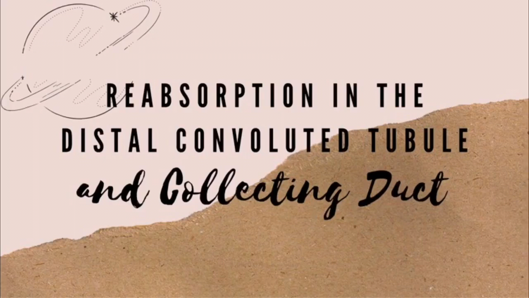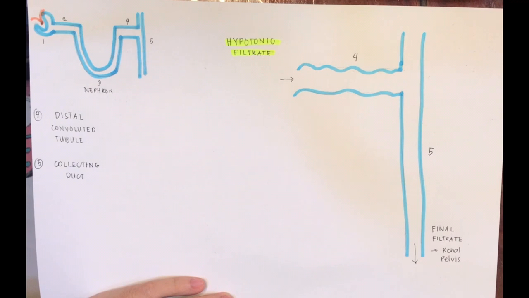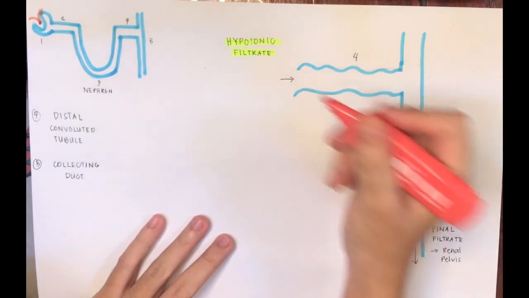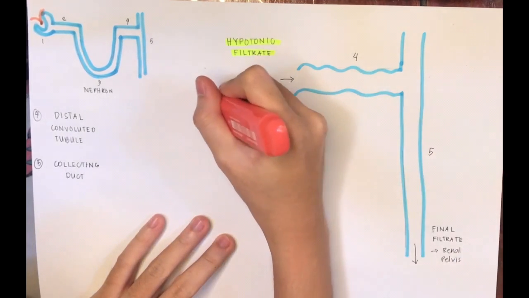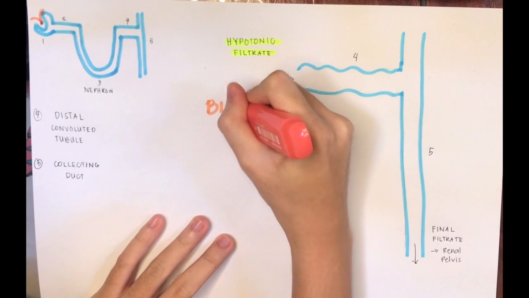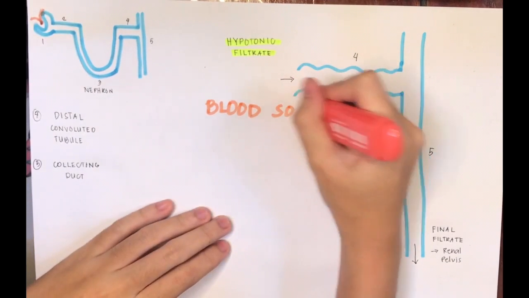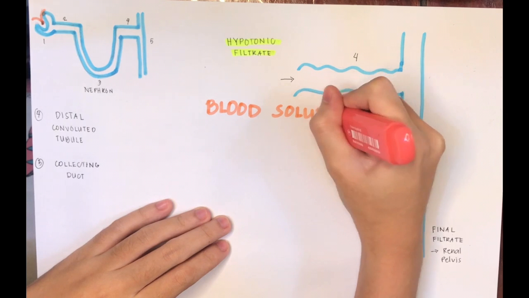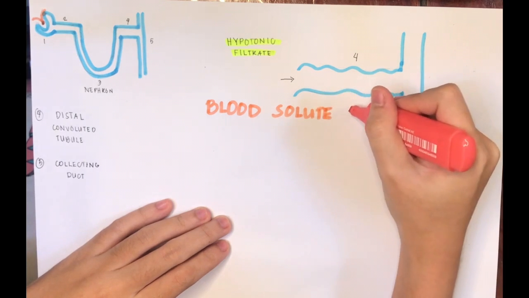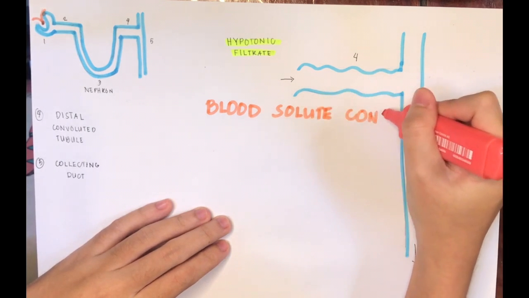Next we're going to talk about the reabsorption in the distal convoluted tubule and collecting duct. The main thing here is having a look at the blood solute concentration, and these two sections will help to troubleshoot this blood solute concentration.